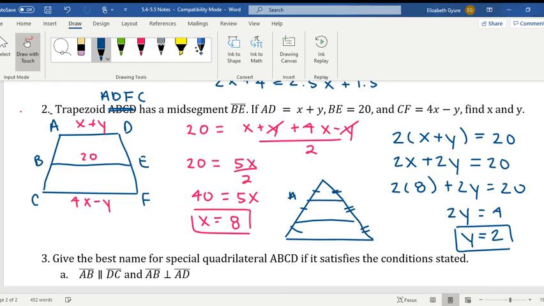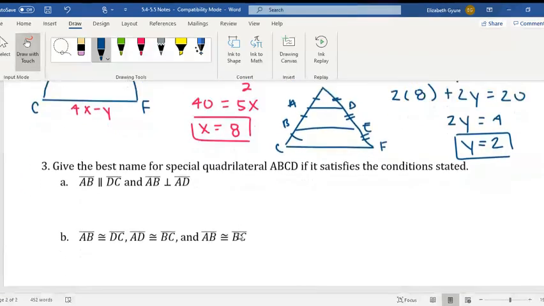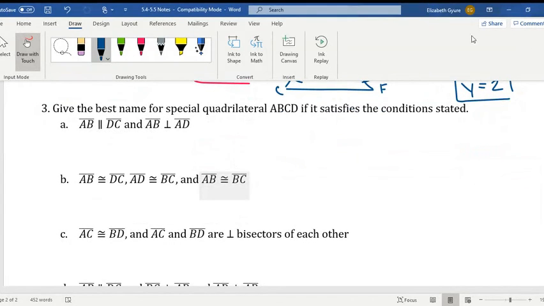Where this is AD, this is BE, and then this is CF. I neglected that part when I was writing the problem down: the measure of AD is also going to have to equal twice the measure of BE because of the theorems we learned last class. So I need to make sure I fix that picture. Does that make more sense now? That was my bad. All right, so last thing, number 3.